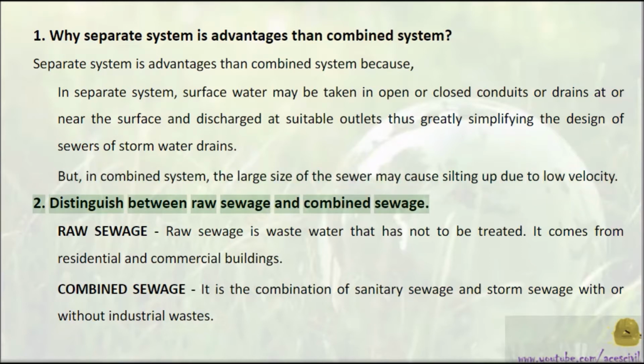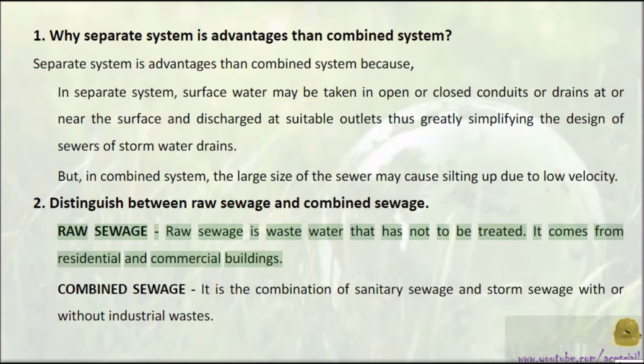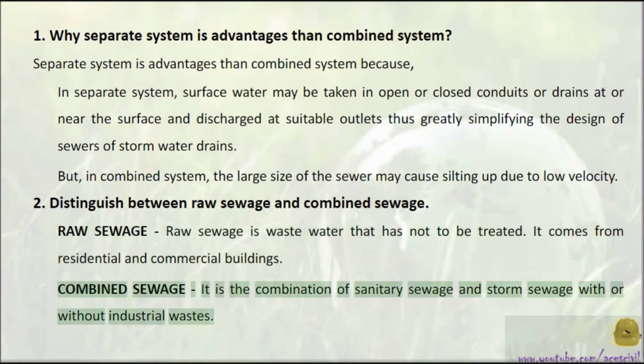2. Distinguish between raw sewage and combined sewage. Raw sewage is wastewater that has not been treated. It comes from residential and commercial buildings. Combined sewage is the combination of sanitary sewage and storm sewage with or without industrial wastes.